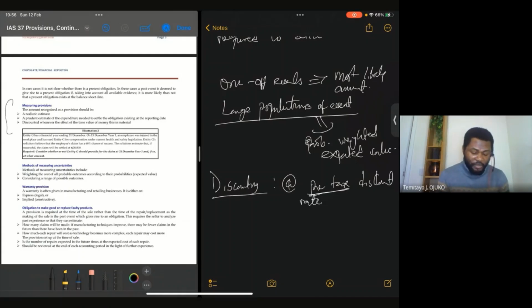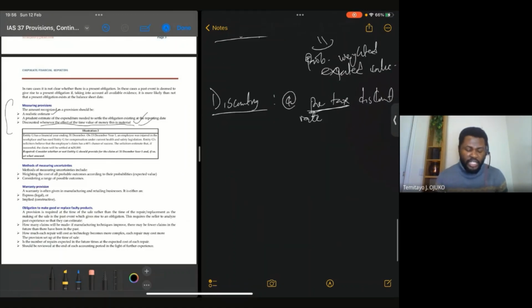The amount recognized as provision should be a realistic amount, one, and it should be a prudent estimate of the expenditure needed to settle an obligation existing at the reporting date. Then it should be discounted whenever the effect of the time value of money is material. We've explained all this. So it's as simple as that. Let's look at the illustration we have here.